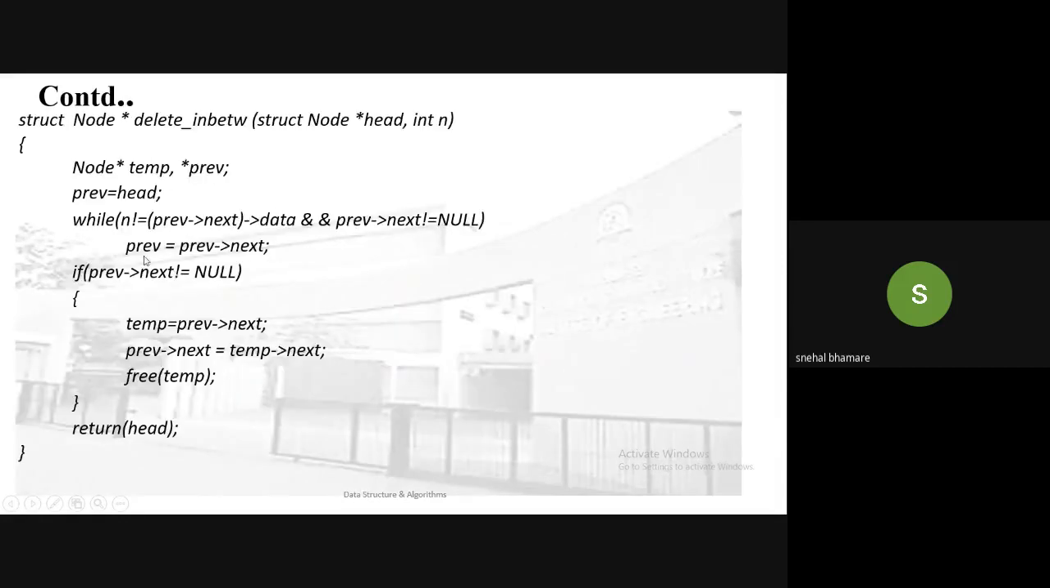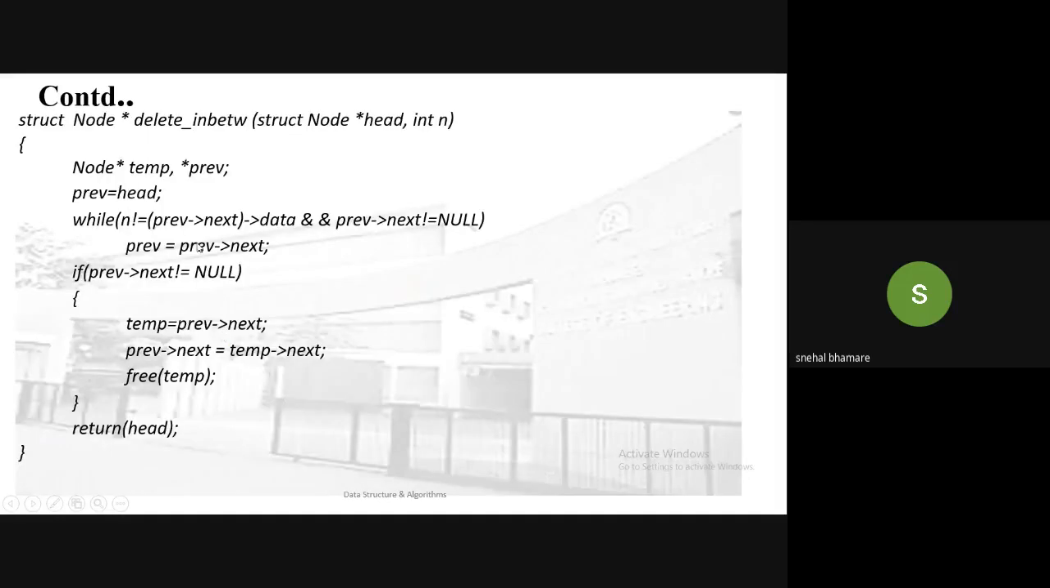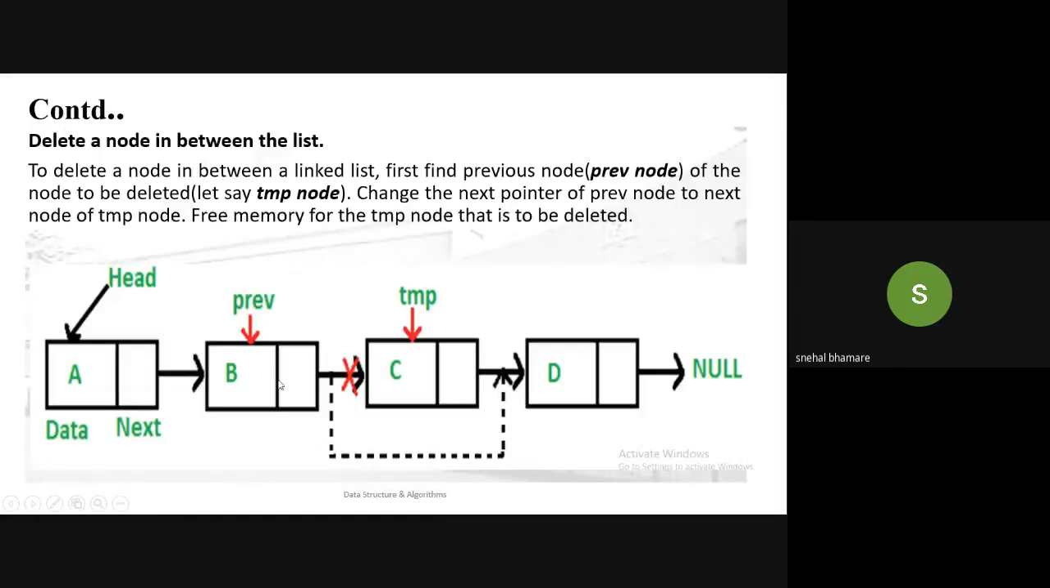So using the while loop, previous = prev next. So prev will come to this node. Again check the while condition, that is previous next is c, its data is c. Whether it is matching with c, yes. So it will terminate the while loop. Previous will point to the second node.